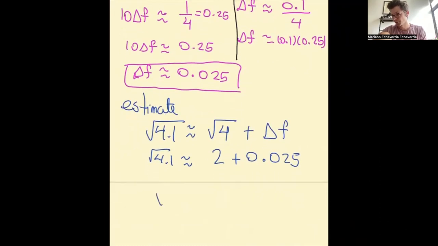So again, if you had to make an estimate, you would say that this is 2.025. Is that making sense with everyone? So that's how you would estimate what the square root is in this case.